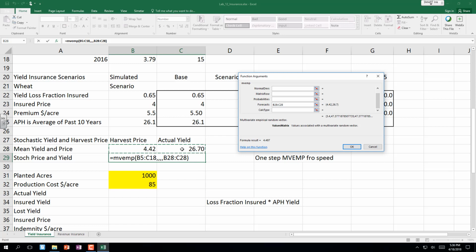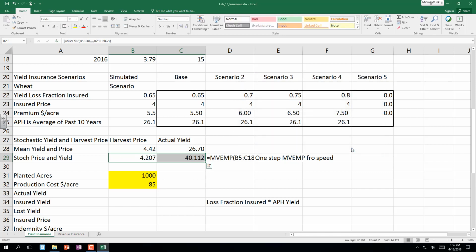Now with a multivariate empirical, we have a choice. When we scroll this bar down, for our calculation type we're going to use 2, which is percent deviations from trend. We could use from mean, it wouldn't really matter. If we don't want to hit enter, we want to hit Control-Shift-Enter. That'll give us 2 values. So I'm going to highlight that so we can check that.